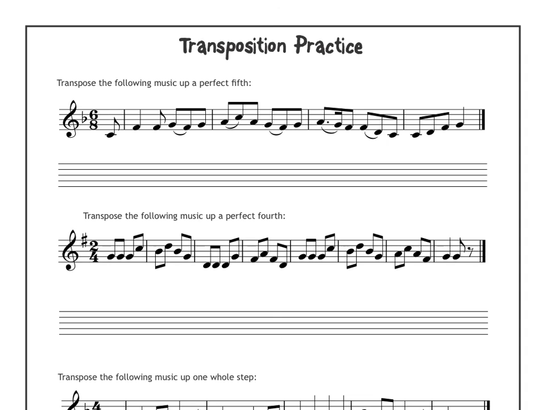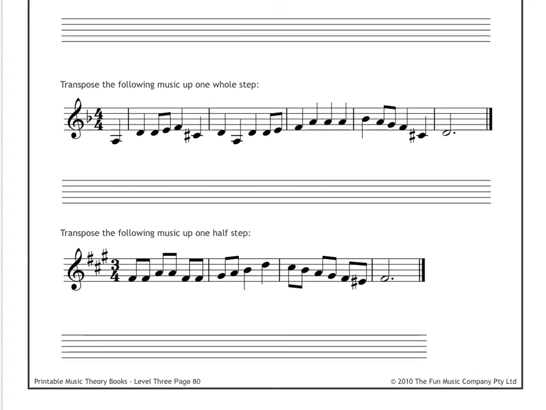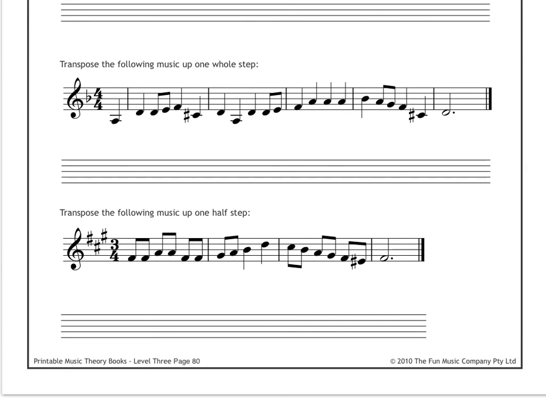So do that same system on the next example, transposing up a perfect fourth, transposing up one whole step, that's easy. Transpose the following music up one half step. Now here we're going just one semitone. So figure out the key signature, go up one semitone only. All right, give that a try. We'll take these up in class. Away you go, have fun.